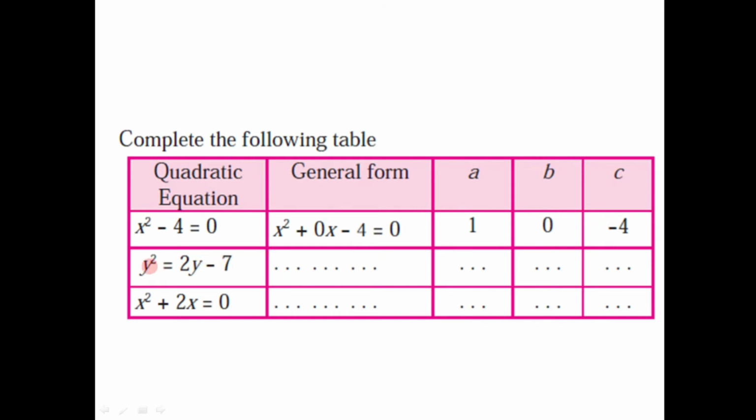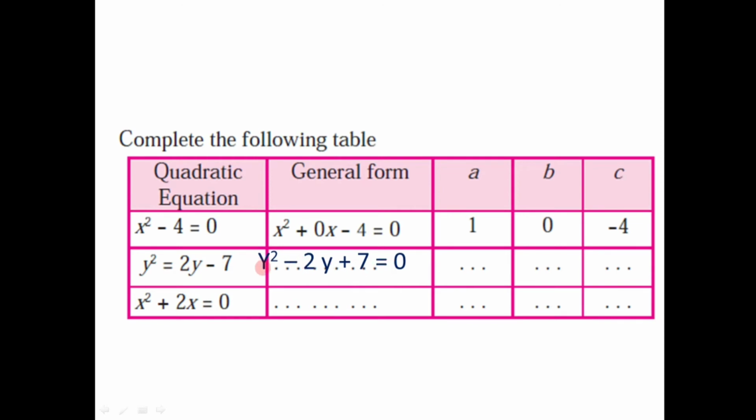Now we have to solve the second equation. y square is equal to 2y minus 7. So first of all, we have to write this equation in general form. For that, we have to take 2y minus 7 to the left hand side, so as to get the equation y square minus 2y plus 7 is equal to 0. Plus 2y going to the left hand side will be minus 2y. Minus 7 will become plus 7. So this is the general form of a quadratic equation.